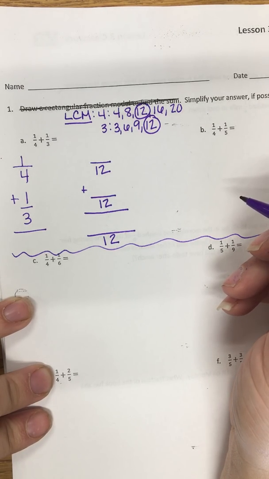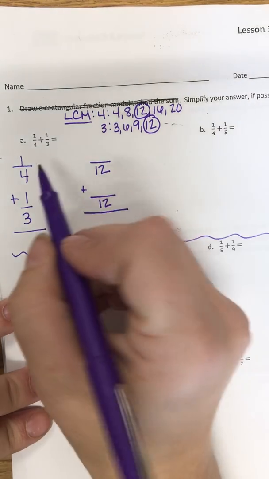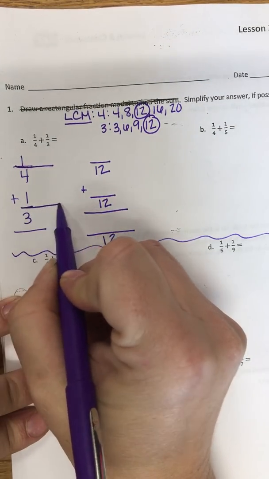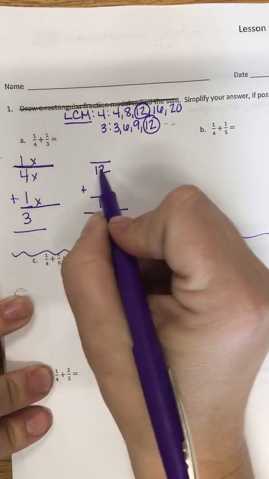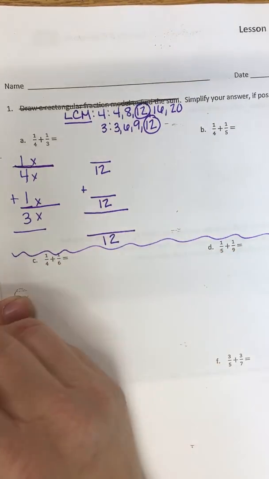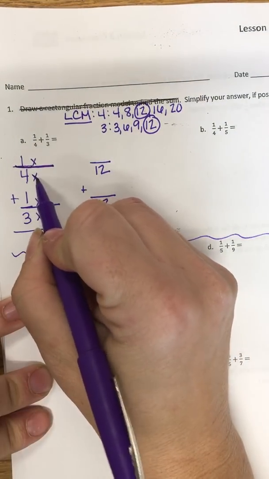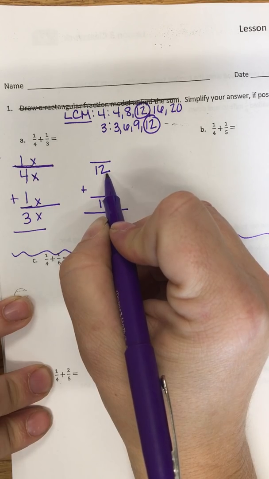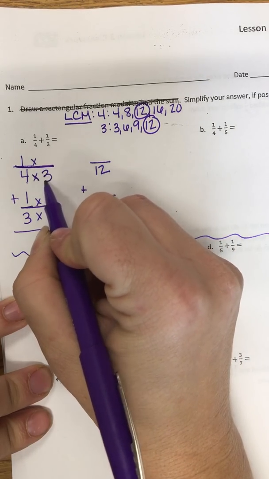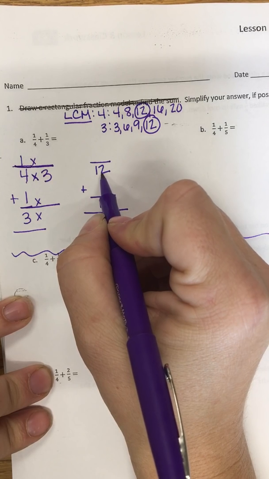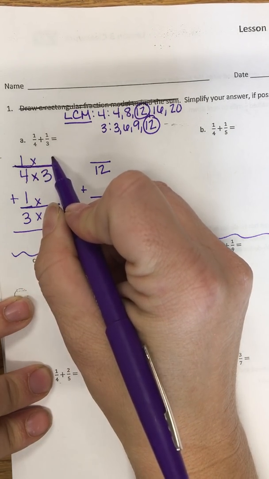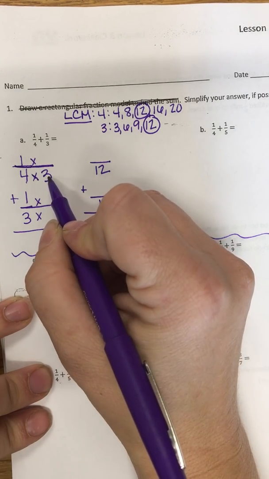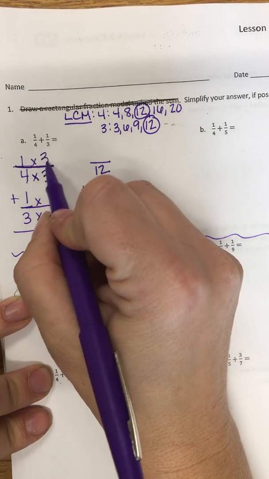Because remember, in adding and subtracting fractions, we do not add and subtract the denominator. Well, I need to go back over here and look at my 1/4 and my 1/3. I need to turn my 4th into a 12th and my 3rd into a 12th. 4 times what equals 12? 3. 4 times 3 equals 12. And remember, whatever we do to the bottom, we have to do to the top. So if I multiplied the denominator by 3, I need to multiply the numerator by 3.